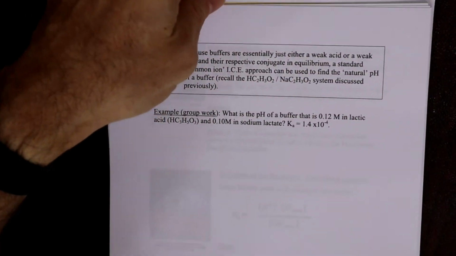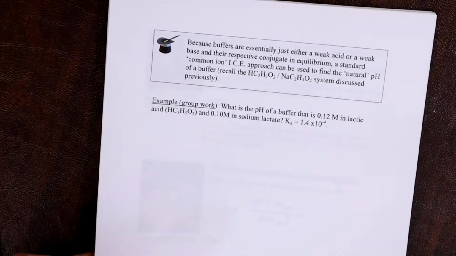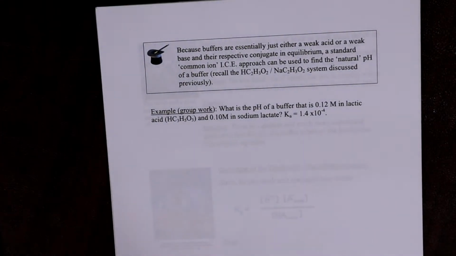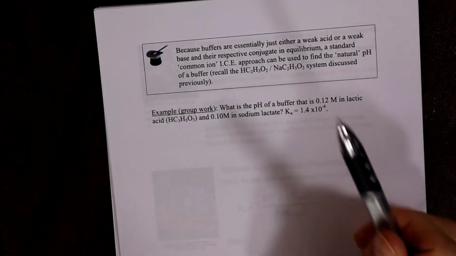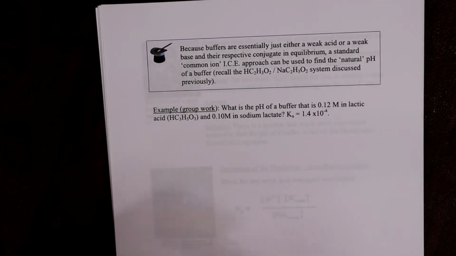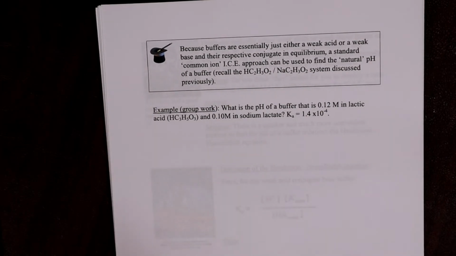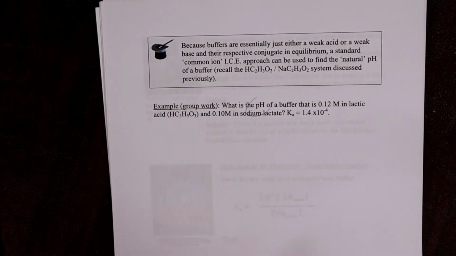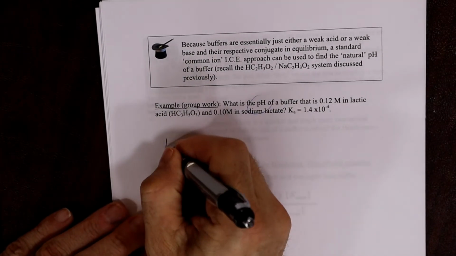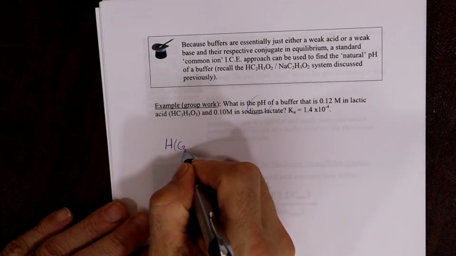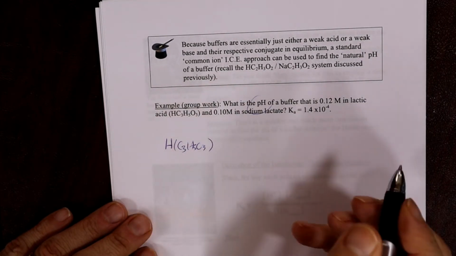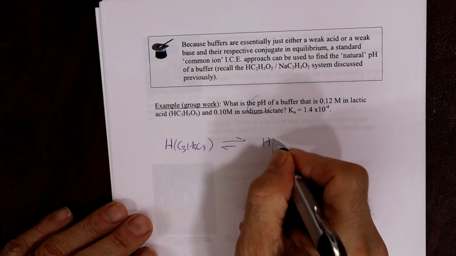So our first true buffer question. I'm probably going to set something pretty similar to this on your final midterm, all right? Buffers are essentially weak acids or weak bases with their conjugates. Use an ICE grid. We're going to modify it just like the way we did with the common ion. So find the pH of a buffer that's 0.12 lactic acid and 0.1 sodium lactate. Lactic acid, HC3H5O3. Yeah, that's the stuff in your muscles when you work out.